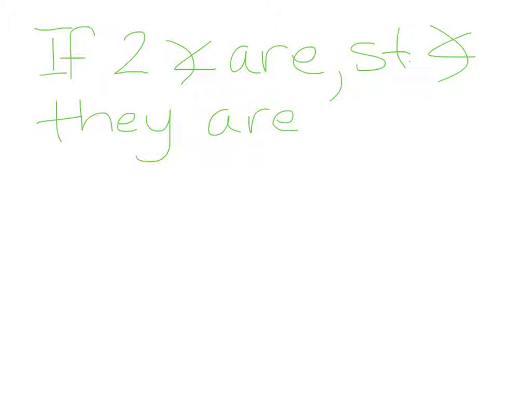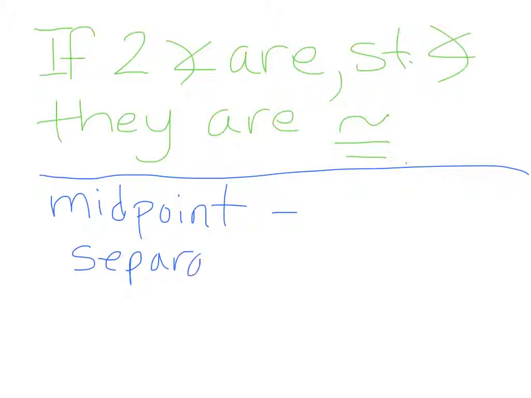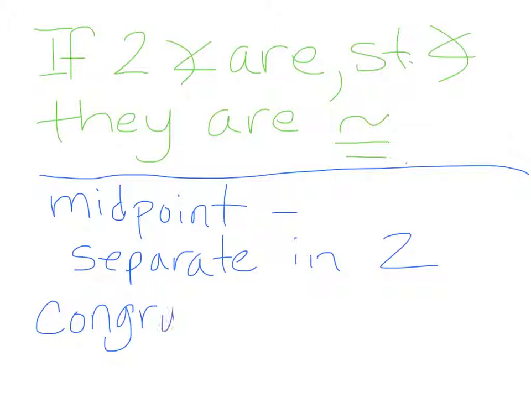If two angles are acute, they are not necessarily congruent, as there are several different measurements of being acute. Exactly. They could be like 45 degrees or 35. A midpoint is what separates two congruent segments. And when you separate something into two congruent segments, what's that called? Bisecting.